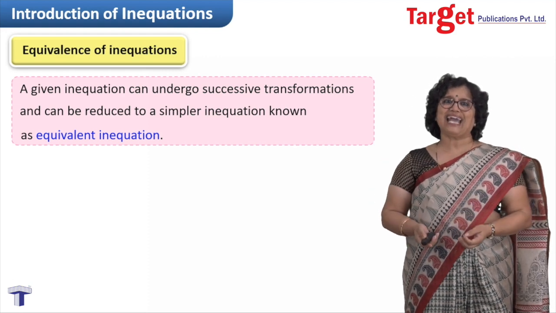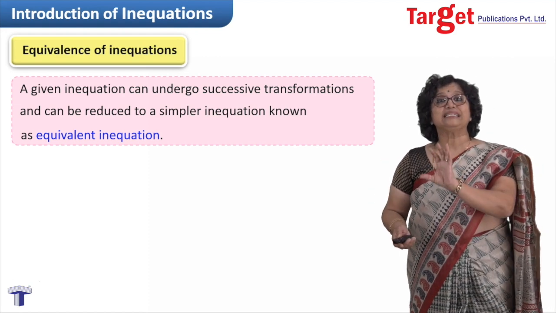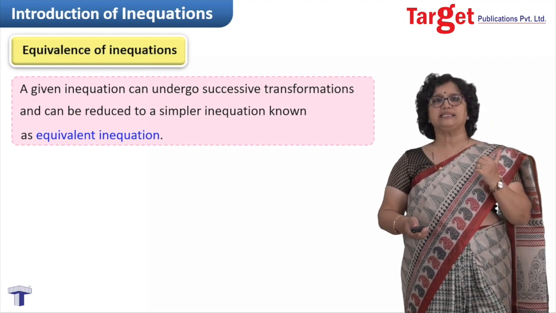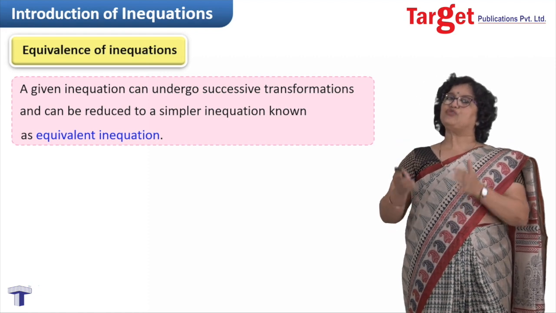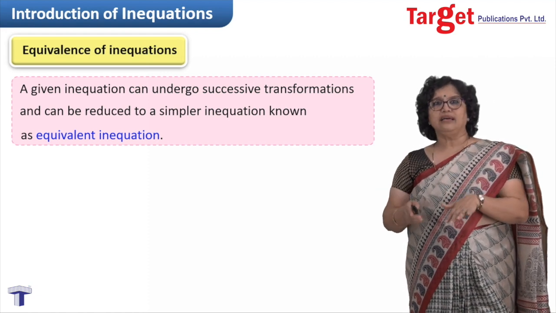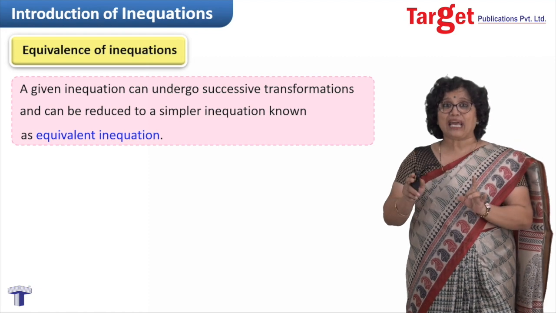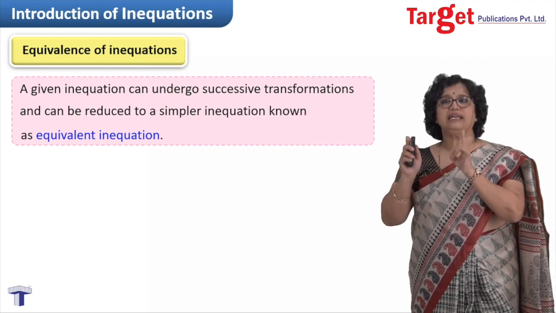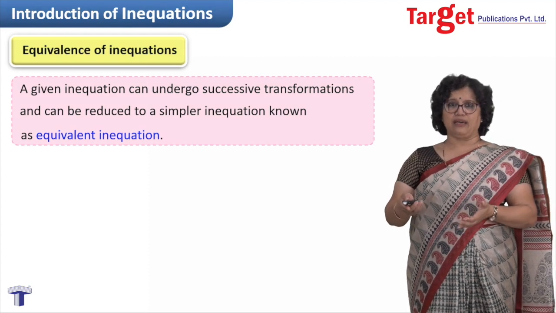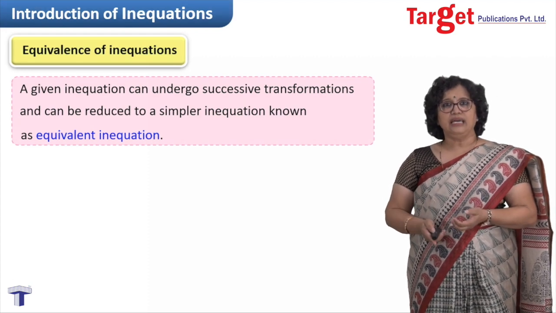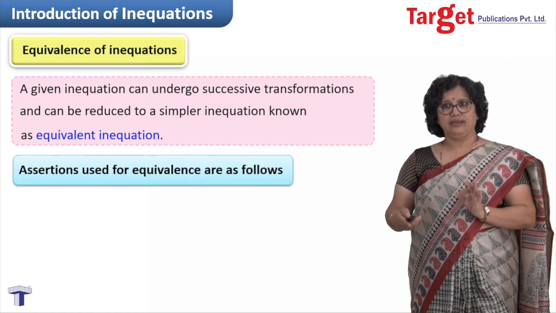For example, if I say x greater than 7, is it not easy to understand? This kind of thing we have already seen when we were writing intervals. So writing solutions for inequation is not at all difficult once you arrive at the simpler equivalent inequation. Now what are the rules? Those rules are actually called assertions. Certain rules will have to be followed.